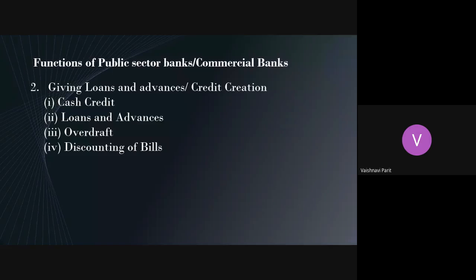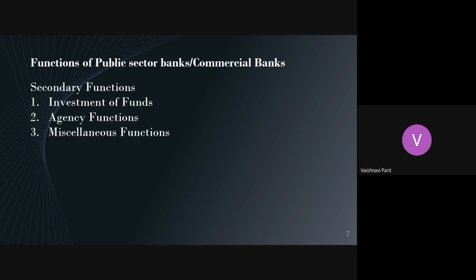Next we did loans: cash credit, loans and advances, overdraft and discounting of bills. Additional money is given to companies, or against the bills held by the seller. The bill can be produced in the bank and money can be withdrawn immediately. So we did these things. Then we did the functions of public sector banks.